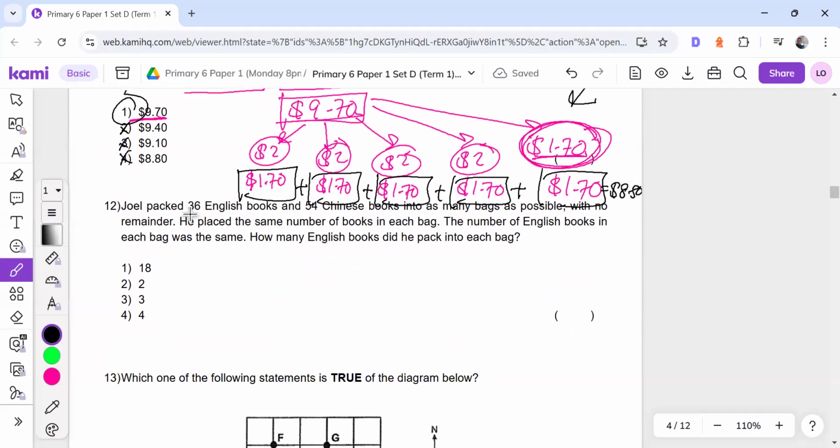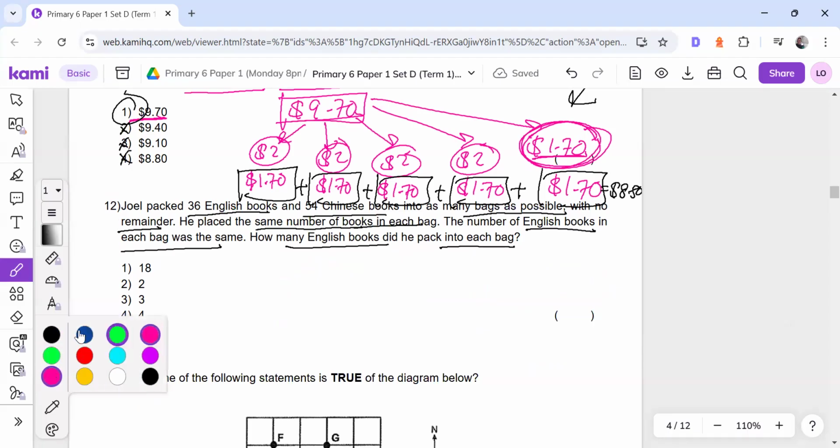Now, Joel packed 36 English books and 54 Chinese books into as many bags as possible with no remainder. He placed the same number of books into each bag, and the number of English books in each bag was the same. How many English books did he pack into each bag? Wow, very confusing. Miss Tong doesn't know how to do. Then I must think about my methods. So what method can I use to solve this problem?